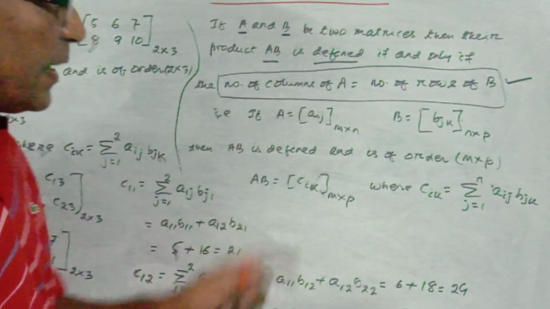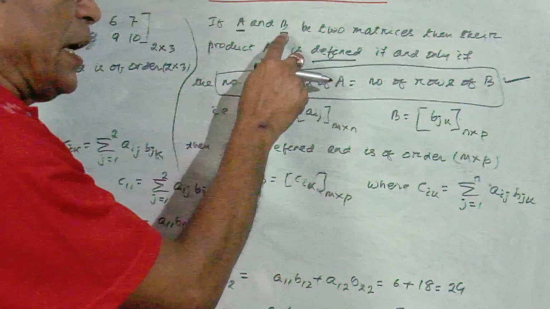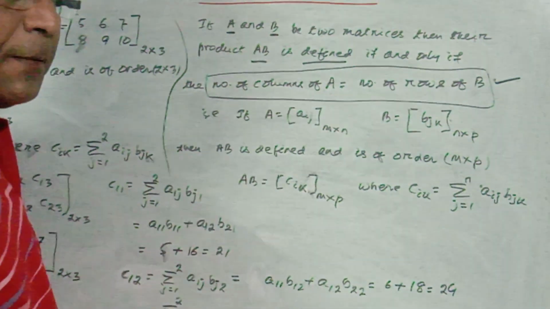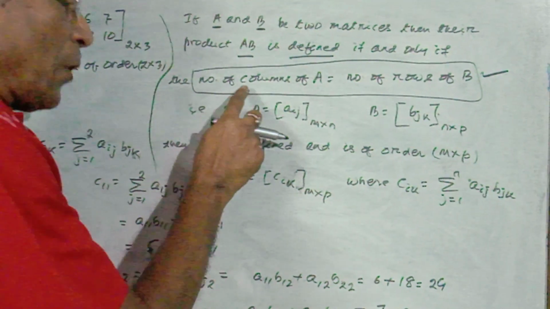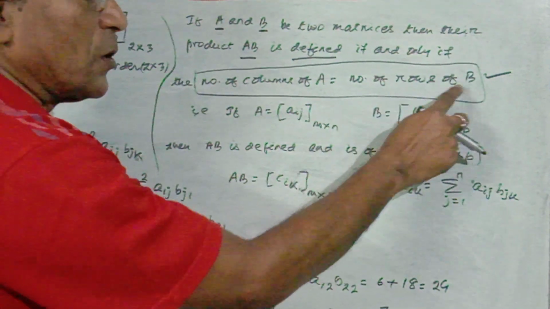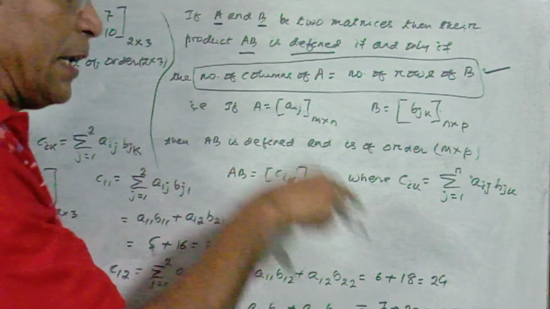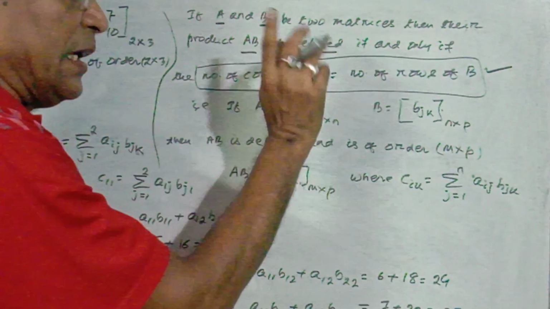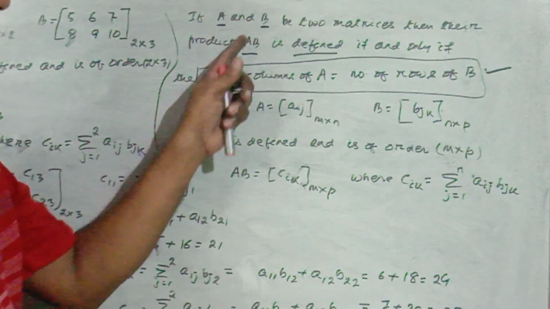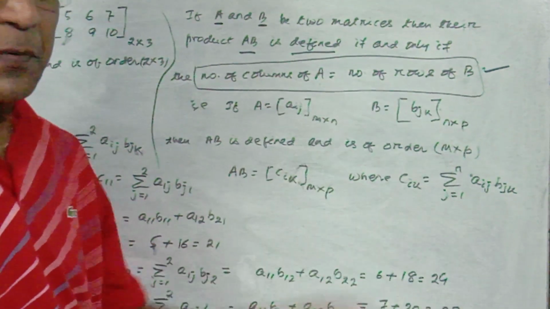So once again I am telling you, if A and B are two matrices satisfying this condition, that the number of columns of the first matrix A is equal to the number of rows of the second matrix B, then only the product AB is defined. If it is not satisfying this condition, then AB cannot be defined.